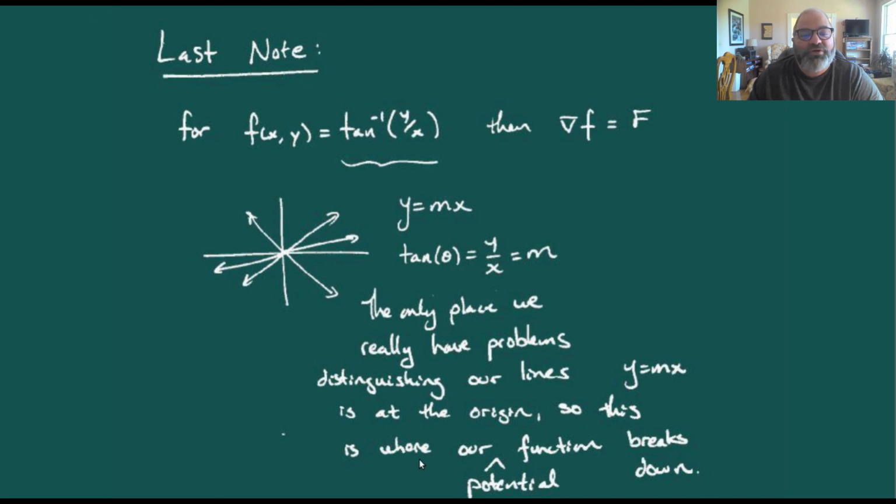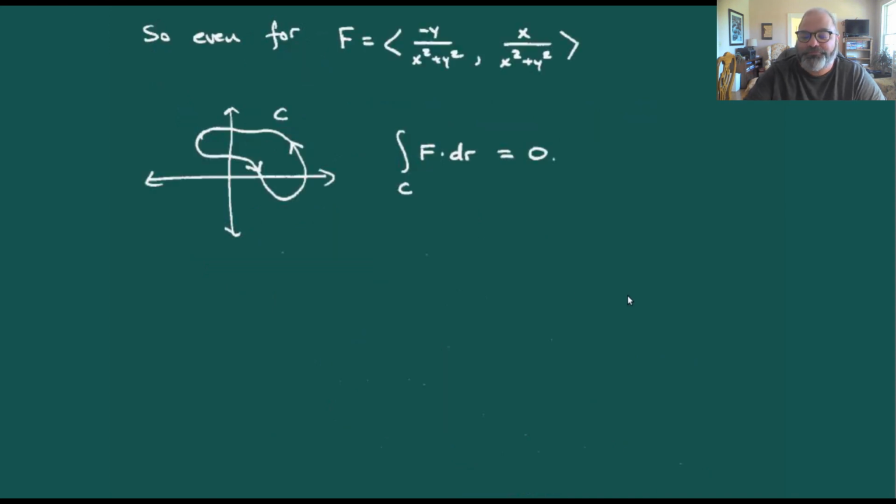And that's really where our potential function starts breaking down. We've got this problem at the origin. Even for our function f being negative y over x squared plus y squared, plus x over x squared plus y squared, if we take anything that doesn't go around that origin, then our potential function is going to be fine. If we cross over the y-axis, we could have some zeros down here, but y is not going to be there.